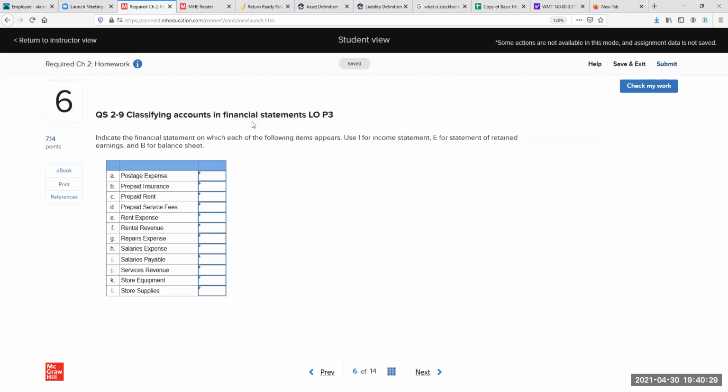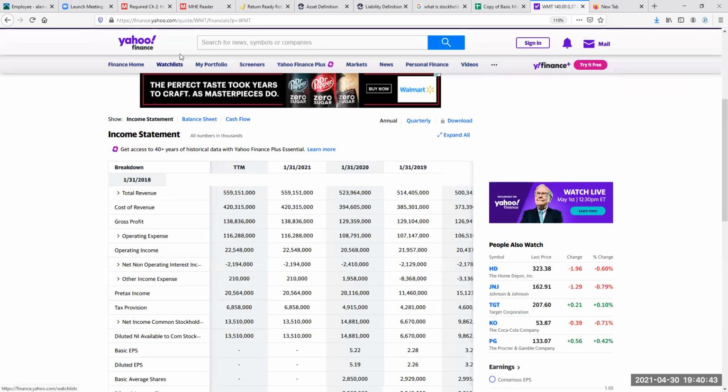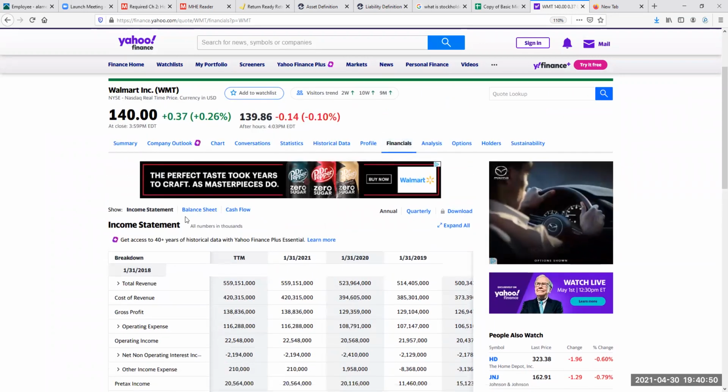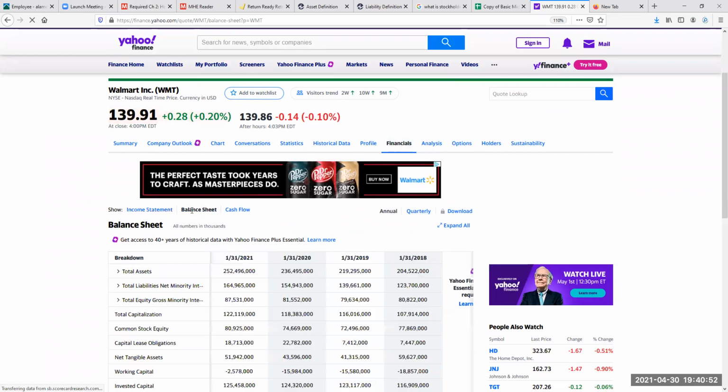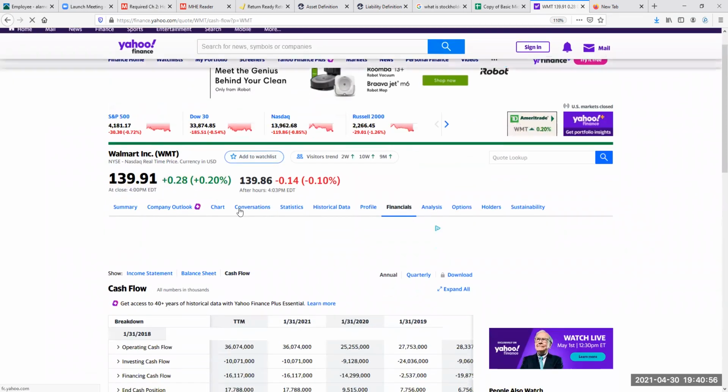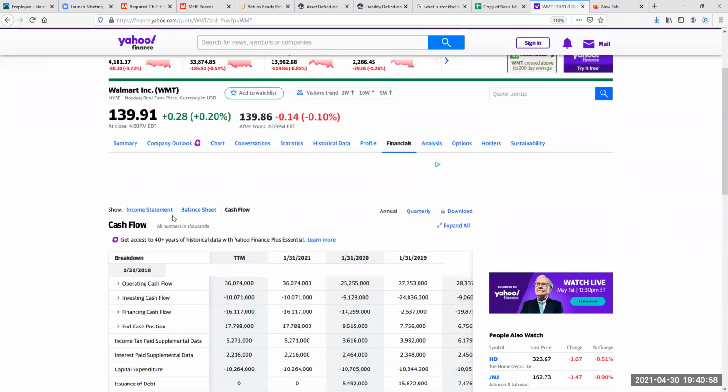Classifying accounts. Use I for income statement, E for retained earnings, and B for balance sheet. So now let's look at it. It's asking you which financial statement each account is on. I'm going to Yahoo Finance and I brought up Walmart. As you can see, you click on financials and this is an income statement. There's a balance sheet and there's a cash flow. You don't normally get the statement of stockholders' equity.